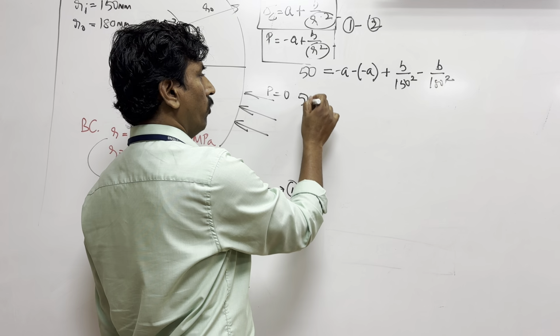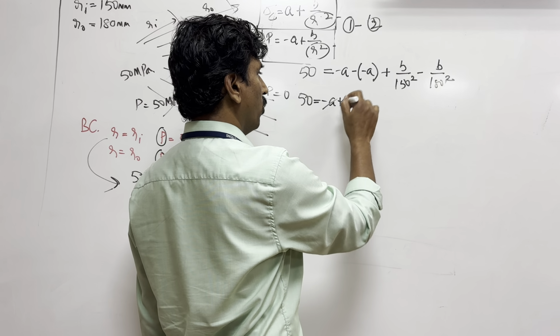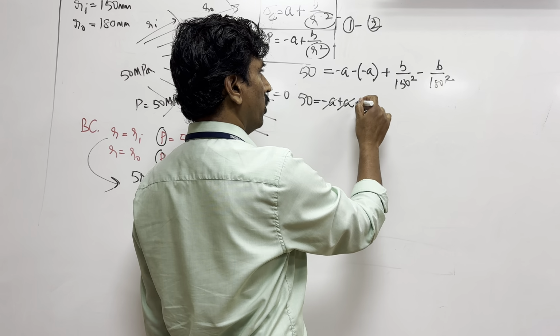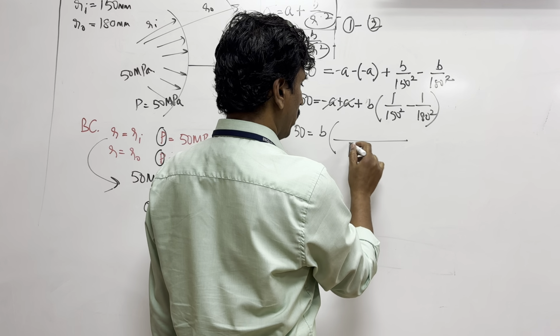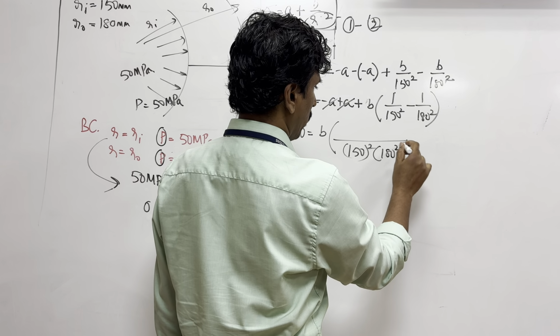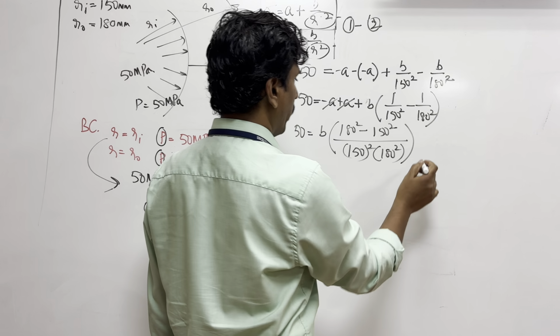So here 50 minus A plus A cancels out, and here B can be taken outside. You can write this as 1 by 150 square minus 1 by 180 square. So 50 is equal to B into, so here you can take common 180 square minus 150 square.